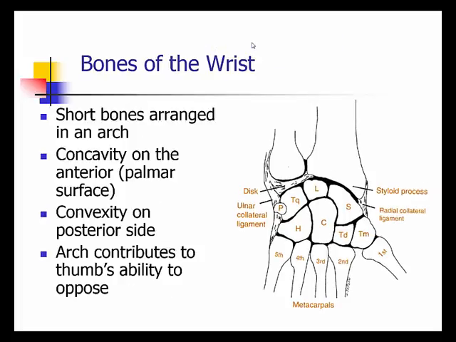Alright, the bones of the wrist are short bones that are arranged in an arch. They have concavity on the anterior or palmar surface and convexity on the posterior side. This arch helps contribute to the thumb's ability to oppose, or for us to be able to grab things with our hand as well.